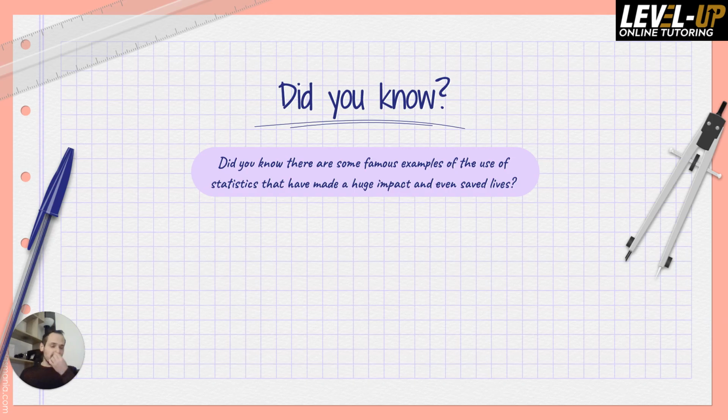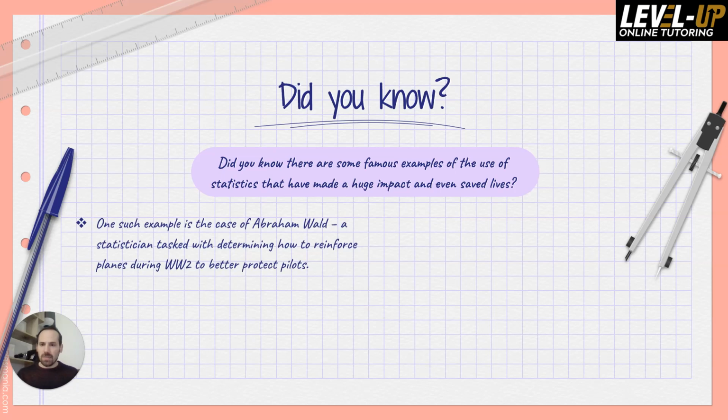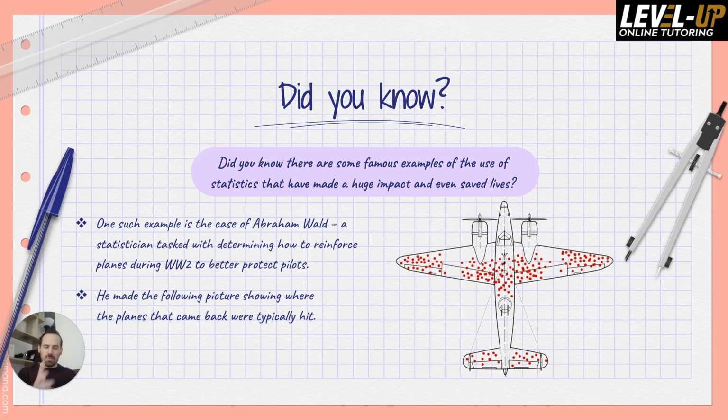Did you know there's lots of interesting examples of statistics used in the real world? Here's one famous example that actually saved the lives of many men back in World War II. A famous man known as Abraham Wald was tasked with determining how to reinforce planes during World War II to protect pilots. He made the following picture where he was tracking where planes were getting hit, like the ones coming back. People were then reinforcing the planes where they were getting hit because they thought, this is where they're getting hit, we should reinforce those areas.